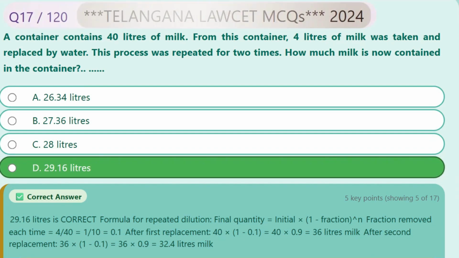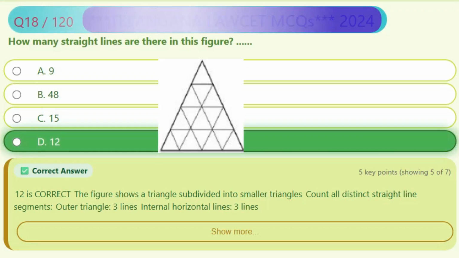A container contains 40 liters of milk. From this container, 4 liters of milk was taken and replaced by water. This process was repeated for 2 times. How much milk is now contained in the container? 29.16 liters. How many straight lines are there in this figure?